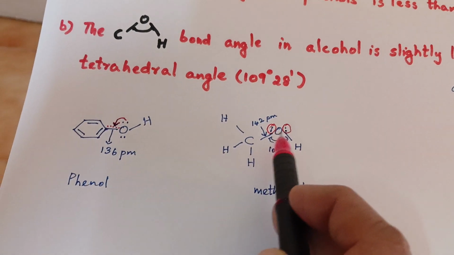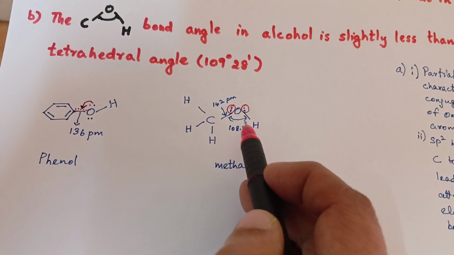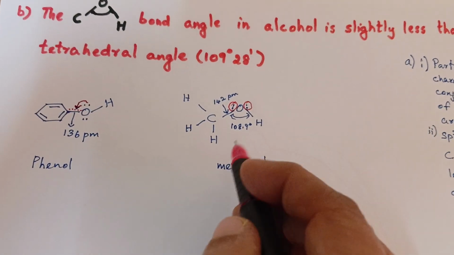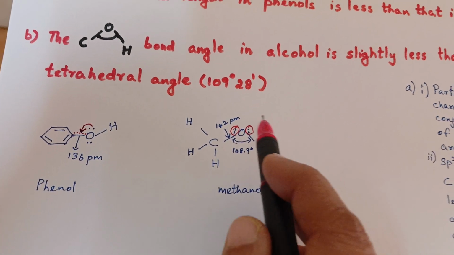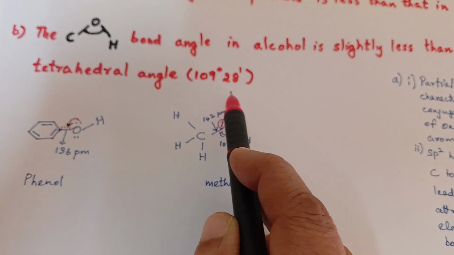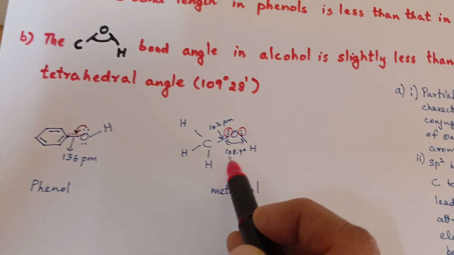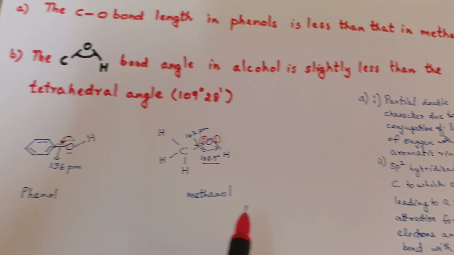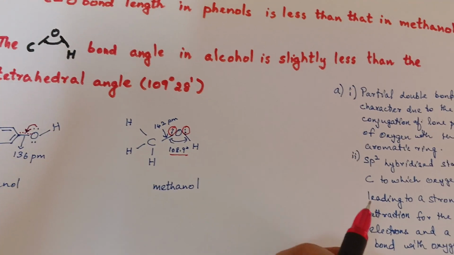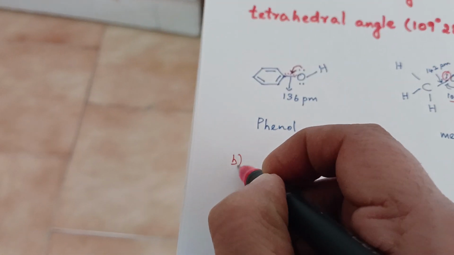The repulsion between the lone pairs on oxygen will force these bonds closer, thus resulting in a lesser bond angle than the normal tetrahedral angle of 109 degrees 28 minutes. So here the bond angle is only 108.9 degrees. So the reason we can give as the bond angle in alcohol is slightly less. That is the B part of the question.